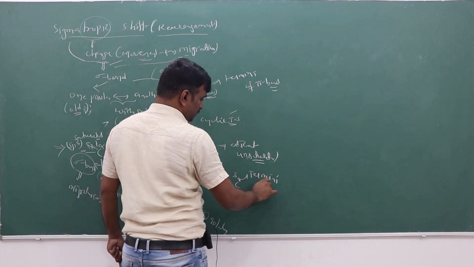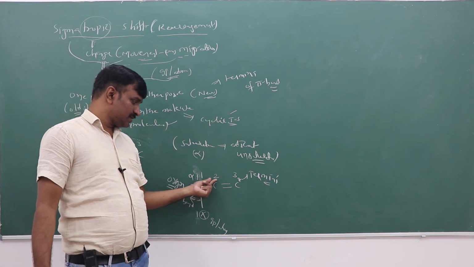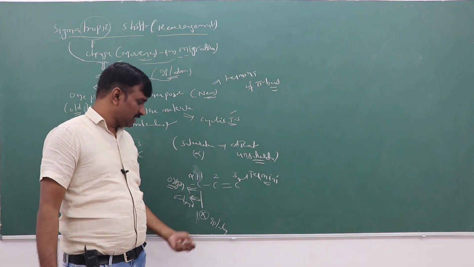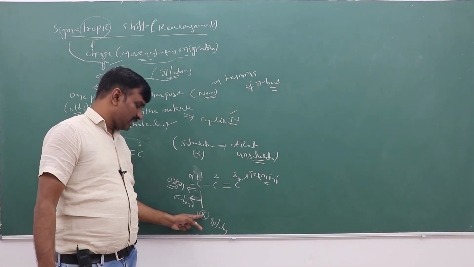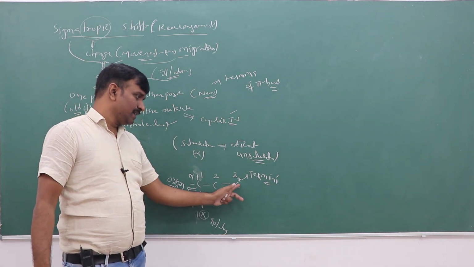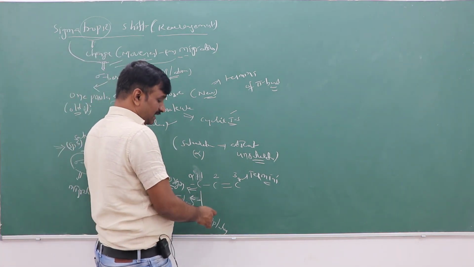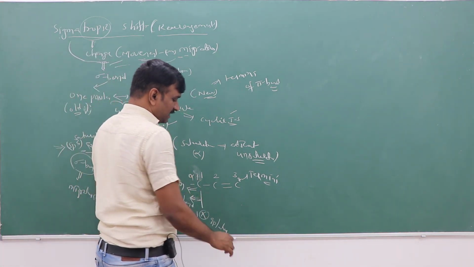Migrating termini position, terminal position. On which position? 2, 3. There are two choices it may be there. So it is going to be migrating of the sigma bond from one position, that means the origin position, to the new position, that is the terminal position, through the cyclic transition state.